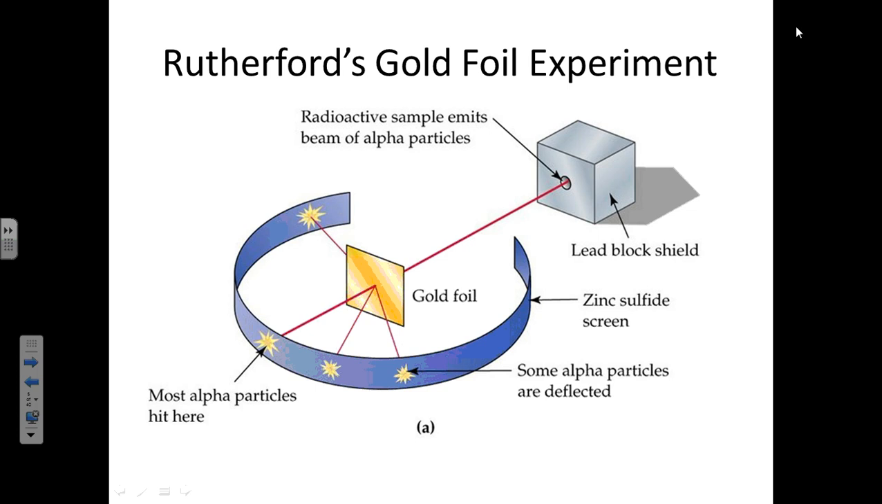And when he shot these particles through that gold foil, some of them really got deflected. And when they really got deflected, that meant they were doing what, according to Rutherford? Hitting the nucleus. Most of them, though, did what? Went straight through, and that's where he came up with the empty space idea.